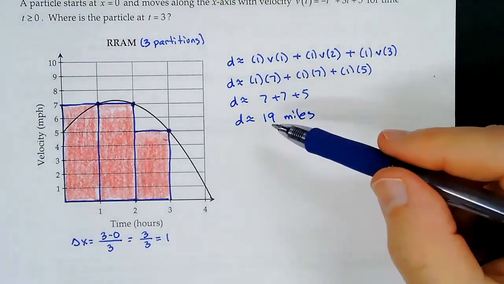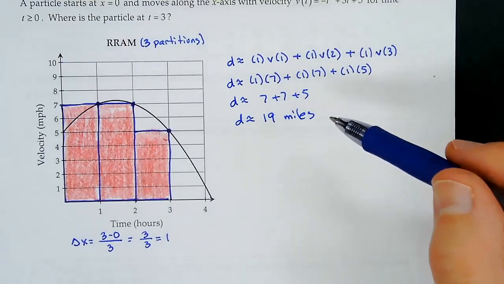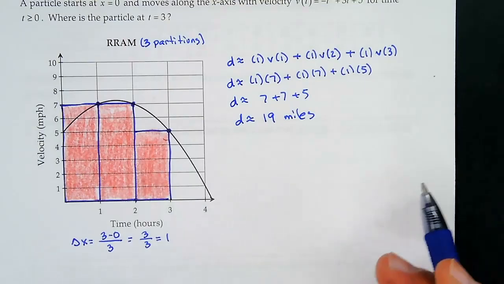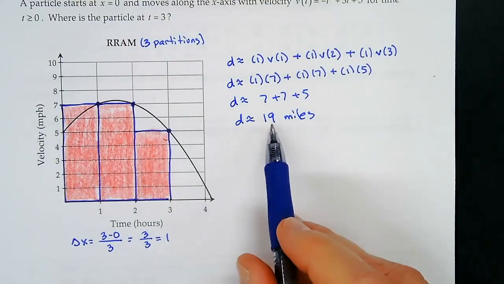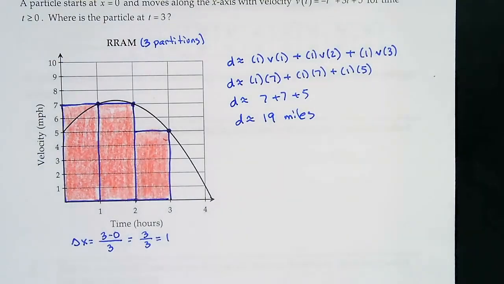Okay, so once again, I want to say this: this LRAM and RRAM turned out to be the same number. They don't always. It's just the way it has to do with the symmetry of this, and where we started it and ended it. But please don't think LRAM and RRAM are always going to equal the same number. They won't.